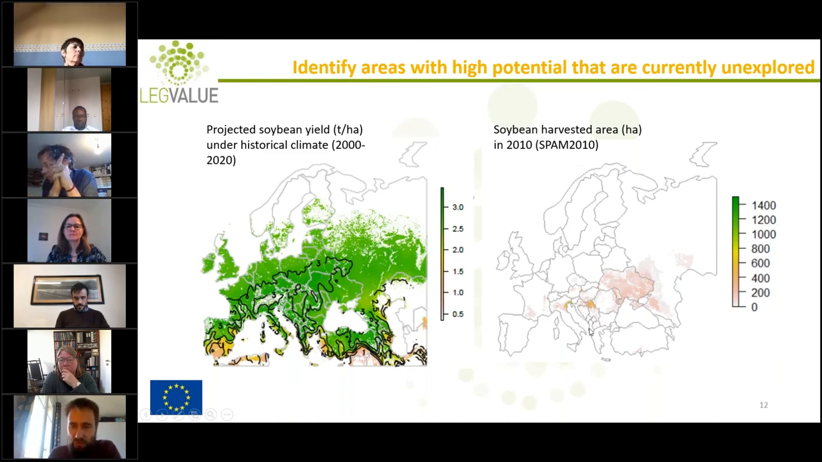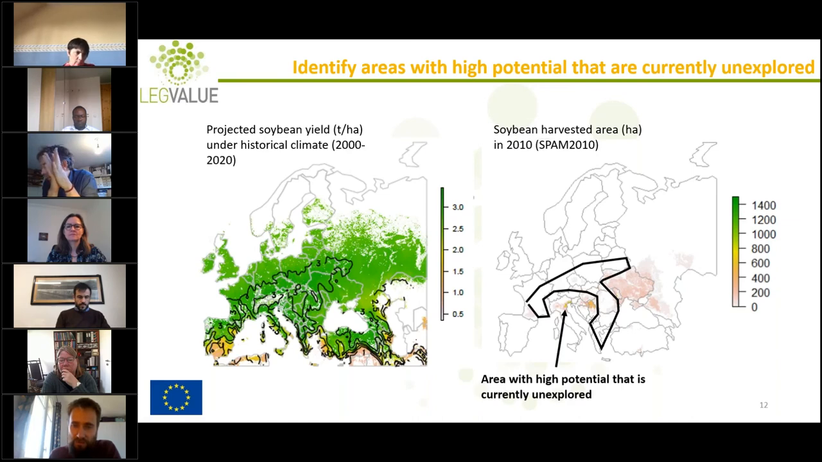And when you compare the two maps, we can see that there is an area with high potential that is in fact currently unexplored. So this is an area of high interest, I think, if we are to increase the share of legumes, and here especially soybean, into our cropping system in Europe.